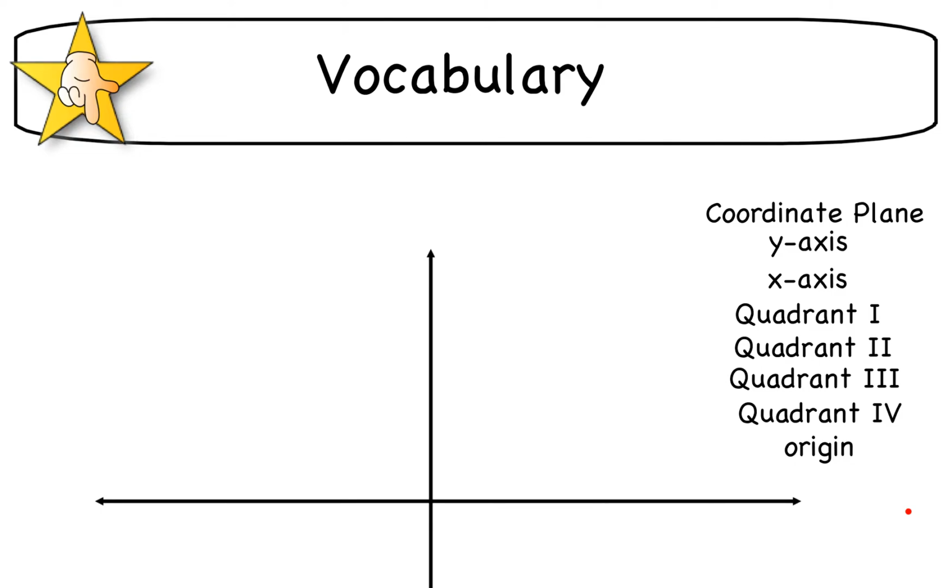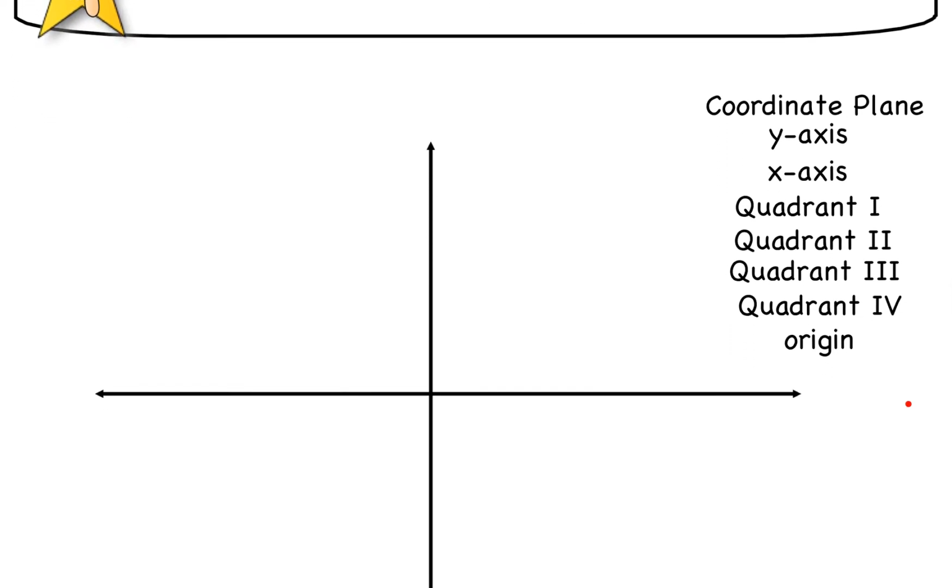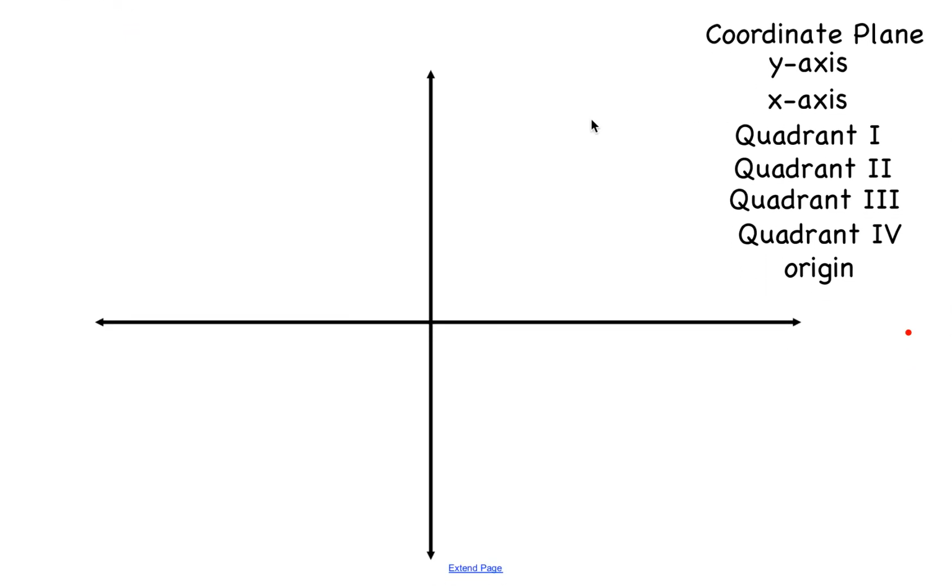Let's jump in with some vocabulary. So we have what's called a coordinate plane. The coordinate plane is made up of two different axes. We have an x-axis and a y-axis. Hopefully you know that the x-axis is the horizontal. This one's the x-axis. The vertical axis is the y-axis. That's the one that goes up and down.